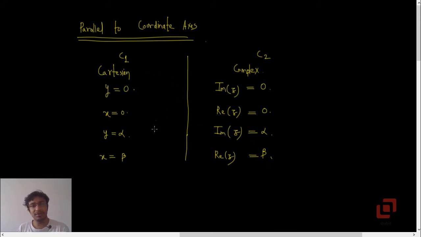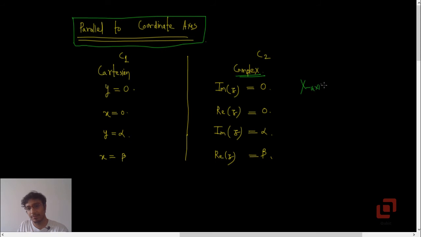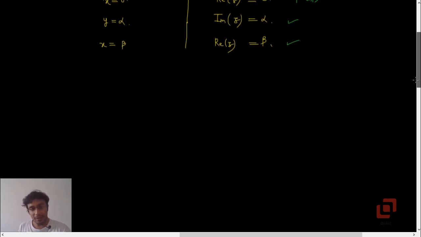Okay, so this is how we write the equations of lines which are parallel to the coordinate axis using complex numbers. The imaginary part of z equal to 0 on the Argand diagram actually represents the x-axis. Same, real part equal to 0 on the Argand diagram actually represents the y-axis, and similarly you can interpret these two lines. Now let's talk about the equation of a line with given slope.